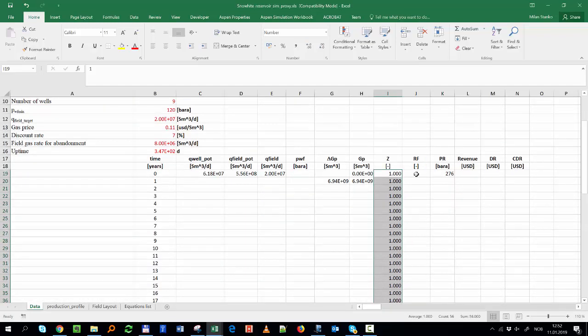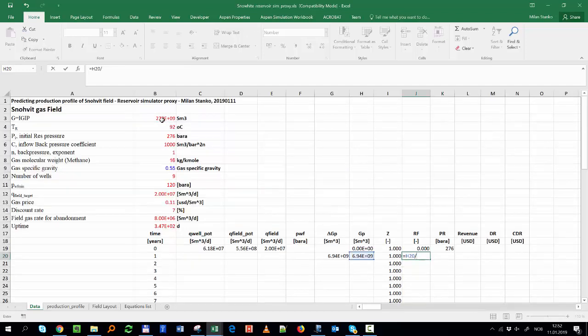And then I have to find the recovery factor. Initially, I haven't recovered anything, so it's zero. But in general, it's how much I have produced at that point in time divided by how much you have initially in place.